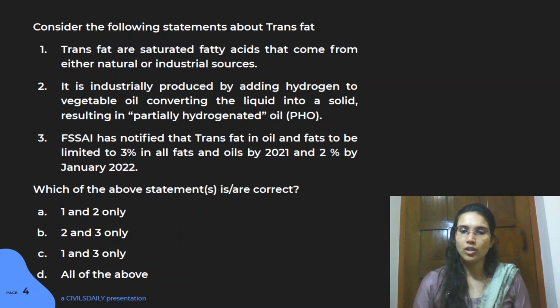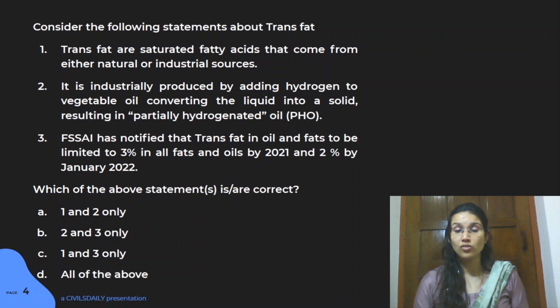So let us look at the third question here, which is about trans fat. In fact, trans fat is a subject that has already appeared in your previous year question paper. So this topic is actually important. So there are basically three statements with respect to trans fat.